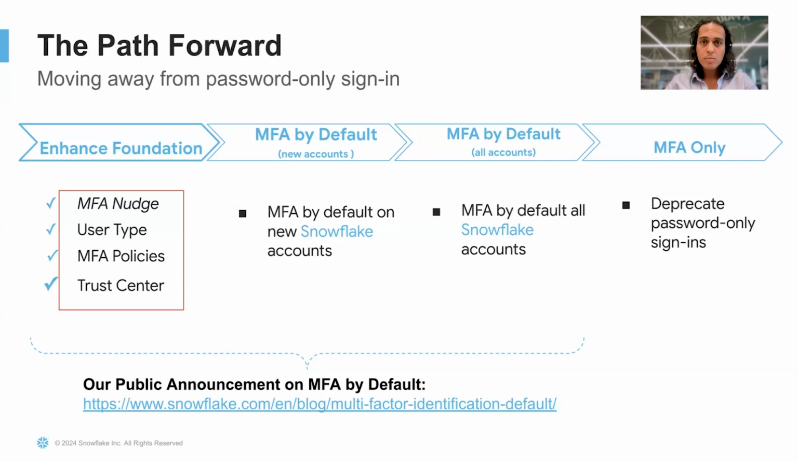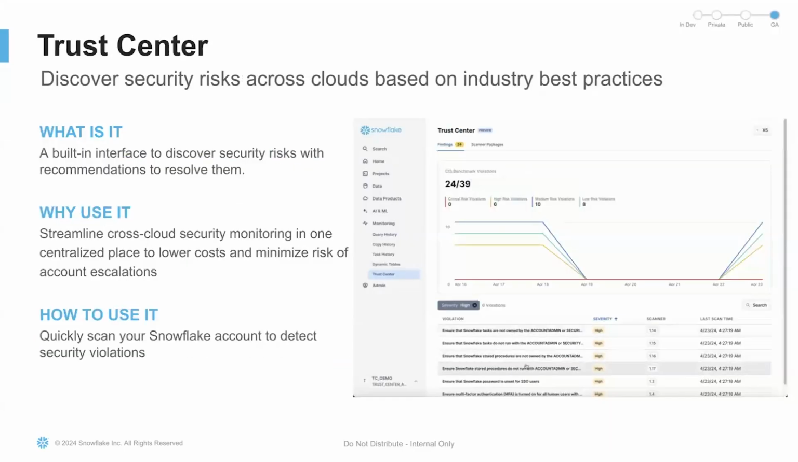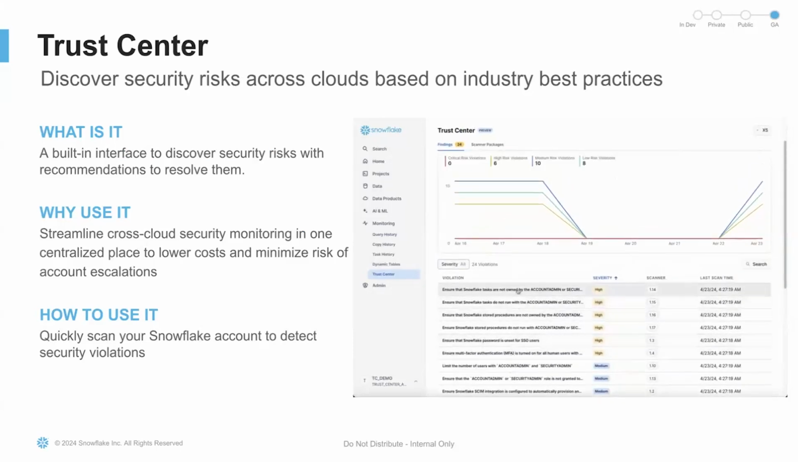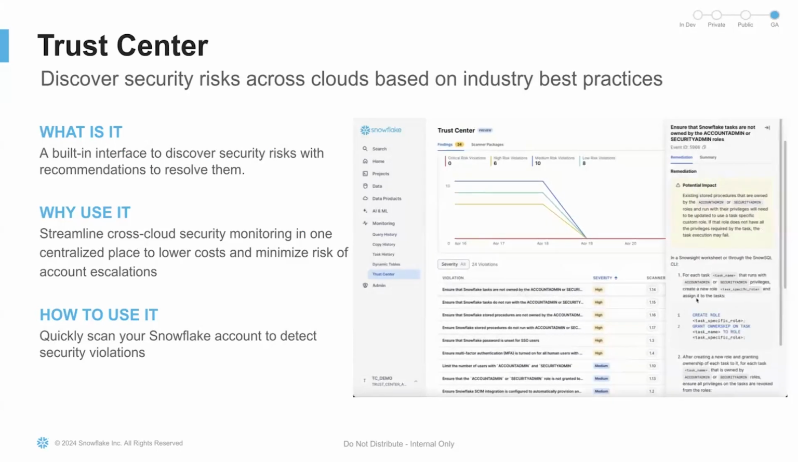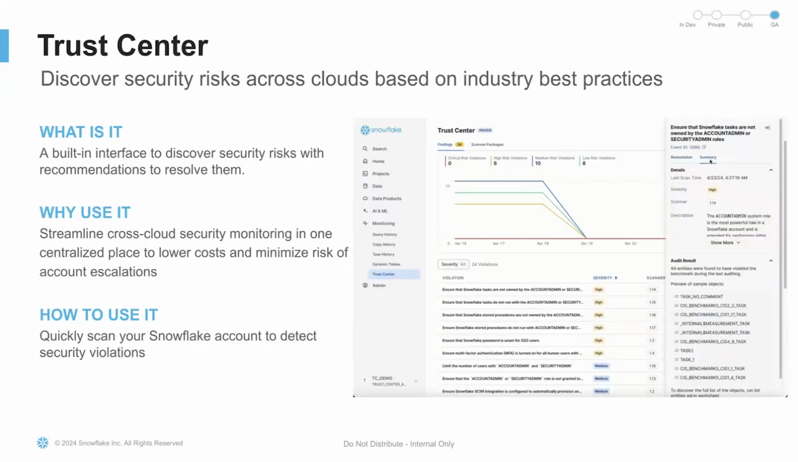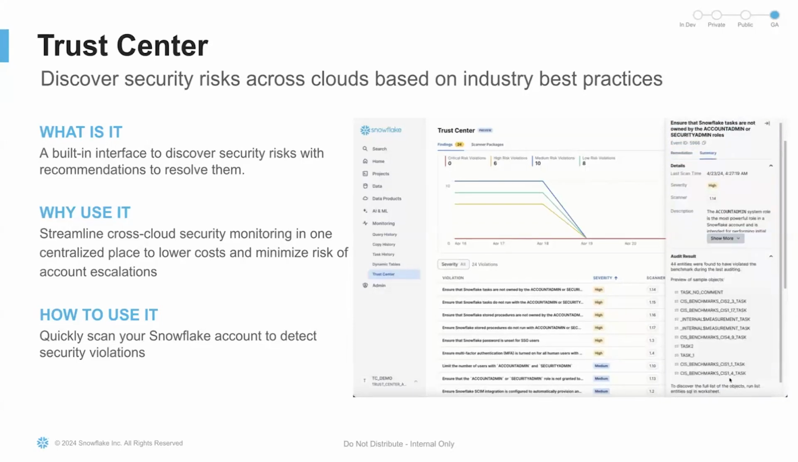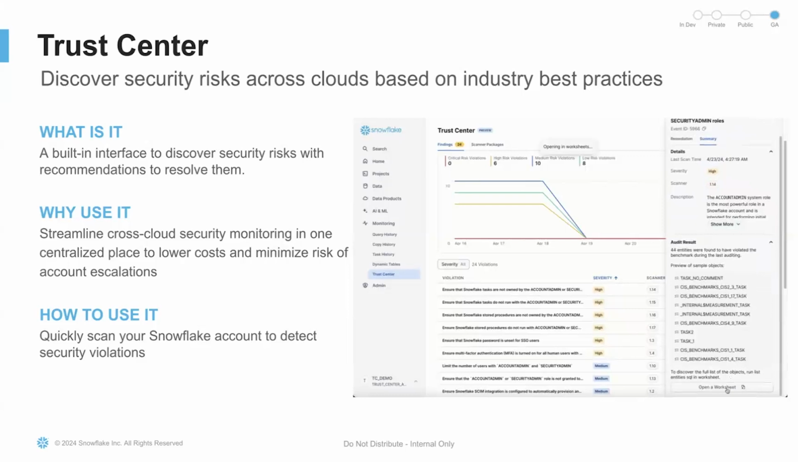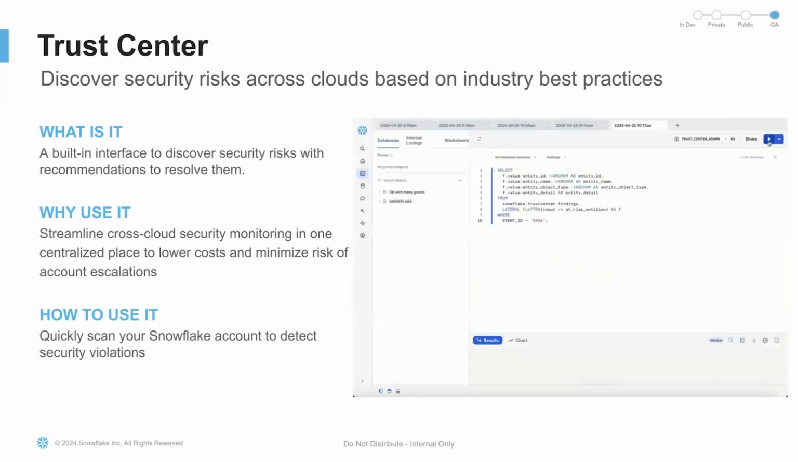And of course, we shipped Trust Center. Trust Center that was shipped to GA back in July is a centralized risk posture management within Snowflake that allows an admin to have a single pane of view across the clouds for all the accounts that they manage in a way that they can detect risks and also have recommendations on how to mitigate them.